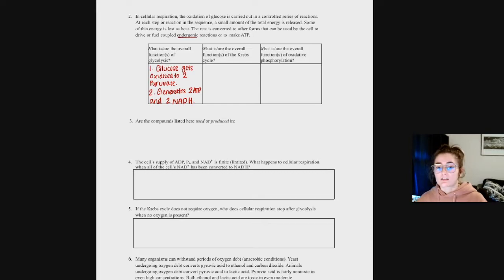The second box asks what the overall function of the Krebs cycle is, and that is, 1, the oxidation of pyruvate / acetyl-CoA to CO2.